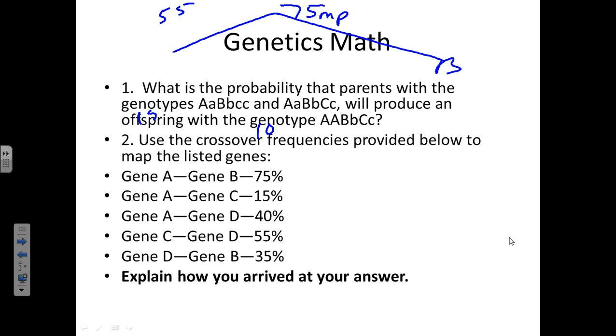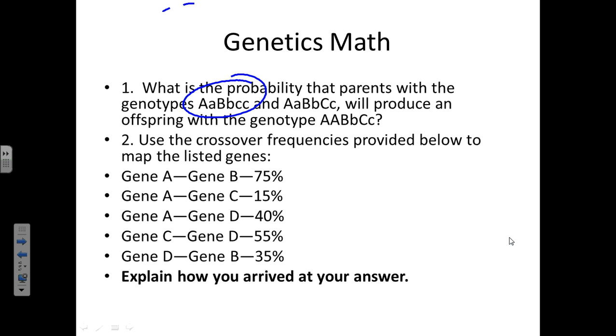So this is like a tri-hybrid problem. But we're not going to draw a Punnett square for it. We're going to use the branch method. So we want to know what's the probability that this parent and this parent will produce that baby. So I told you to think of it like 3 separate Punnett squares. And what I want you to think of first, what are the chances that this set of A's and this set of A's produce that set of A's? And what is the probability?